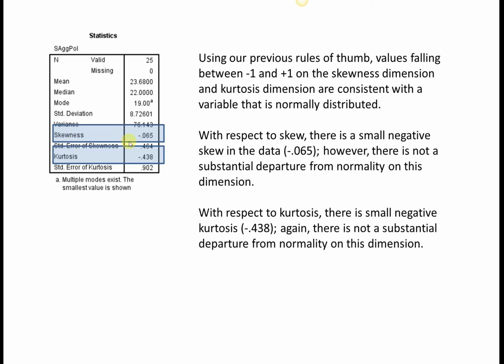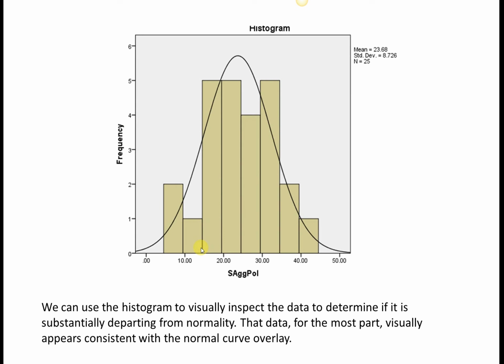we get, in terms of our output, the skewness value. In this case, we have a negative 0.065, which is basically a small negative skew. However, it falls between -1 and +1. So in terms of skewness, we're not departing substantially from normality. And with kurtosis, it's also falling between -1 and +1. So although it's slightly platykurtic in shape, it's not departing substantially from normality either. So according to these two dimensions, it appears that our data are reasonably normal in terms of shape.